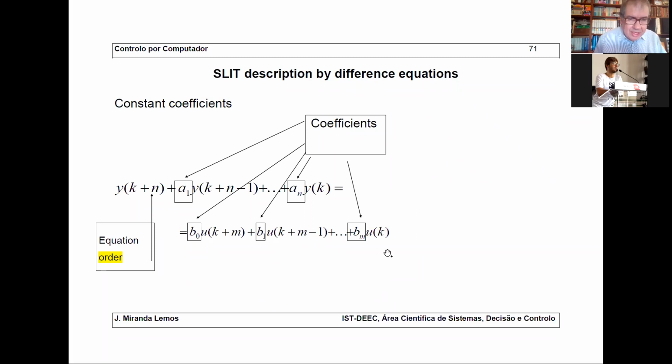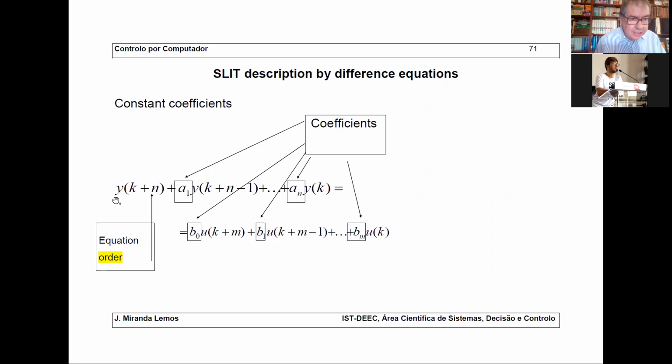Now, this slide is an example where the best intentions create terrible results, because I wanted to explain things so much that I guess this is hard to understand. But let's see what we have. Y is the output of the system, and U is the input. And what we have here is a relationship. K is discrete time, and n is a constant. So imagine that n is 1 or 2 or whatever. It's an integer which is constant.